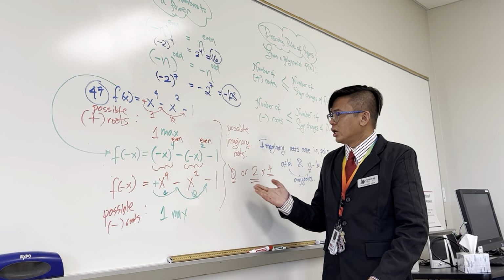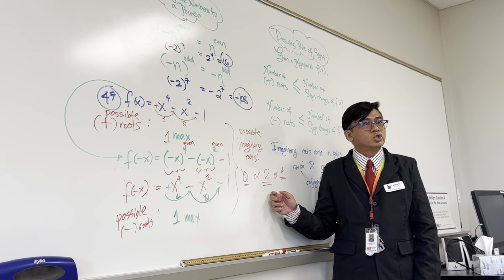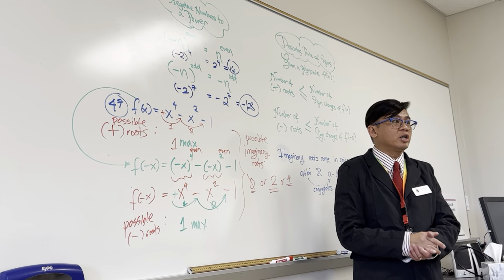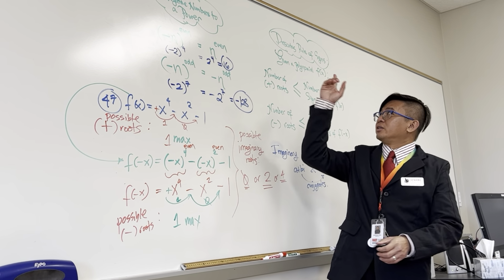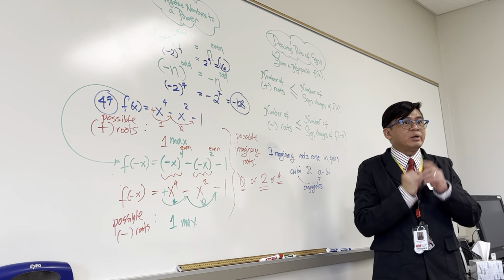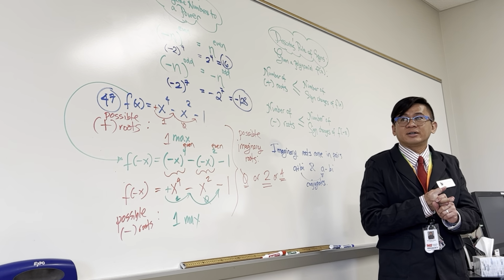Get it? But again, your imaginary roots can be what? 0, 2, or 4, right? Why? Because this is degree 4 anyways, so there can be all 4 imaginary roots as well. We good? Again, the Descartes rule of signs just gives us an idea on how many positive, negative, and imaginary roots there are. Are we good?